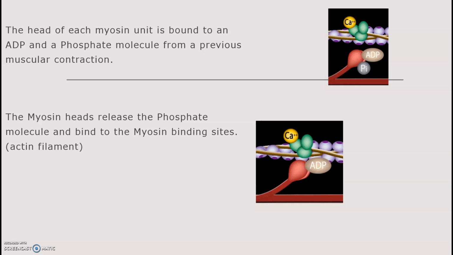The head of each myosin unit is bound to an ADP and phosphate molecule from a previous muscular contraction. Then myosin heads release phosphate molecule and bind to the myosin binding sites.